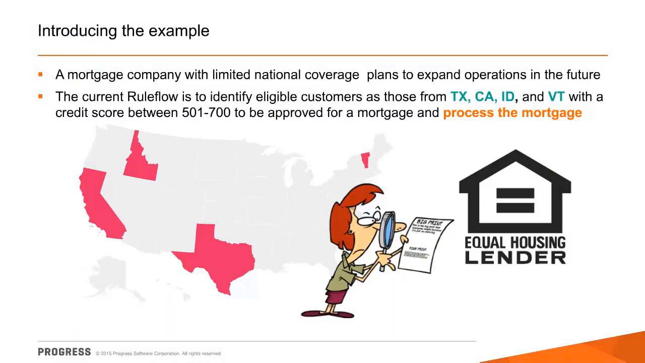Currently, they use a rule flow to determine eligible customers from California, Idaho, Texas, and Vermont. Eligible customers can then have their associated mortgage requests approved based on a qualifying credit score. Once approved or denied, we process the mortgage.